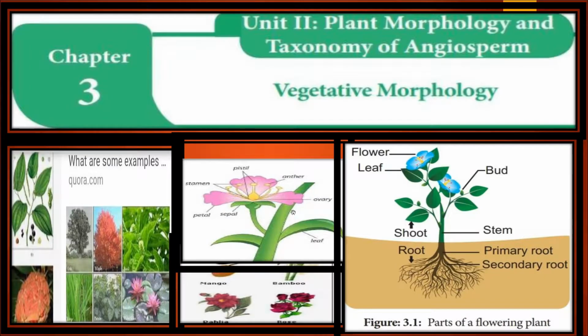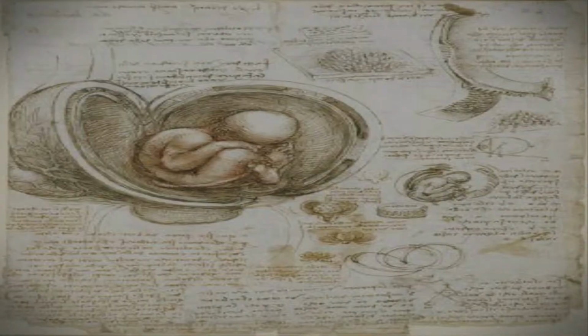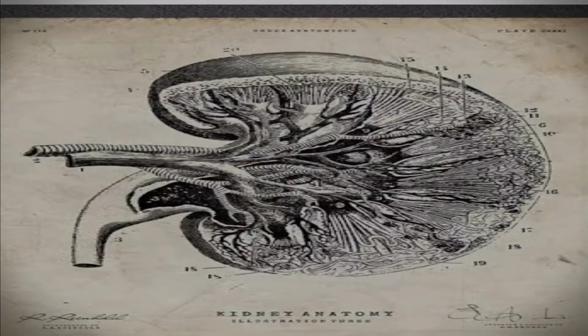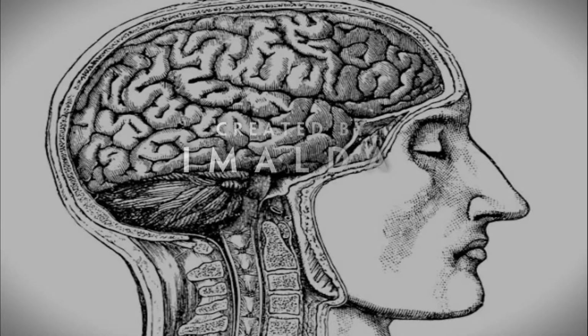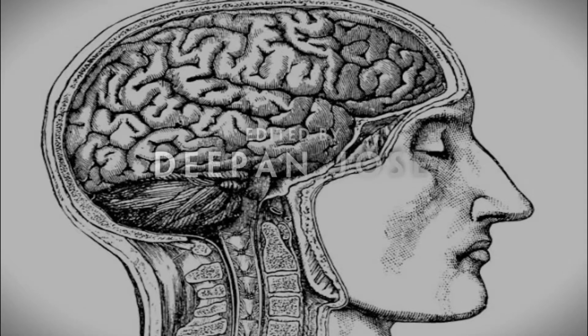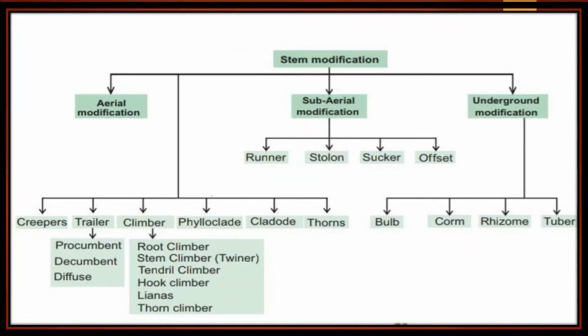Dear students, now we shall learn the second part of the lesson, vegetative morphology. Last class we have learned up to aerial stem modification. In that we have seen creepers, twiners, climbers, phylloclade, cladode and thorns. Now we shall learn from subaerial modification.